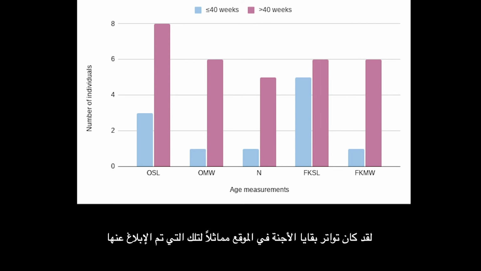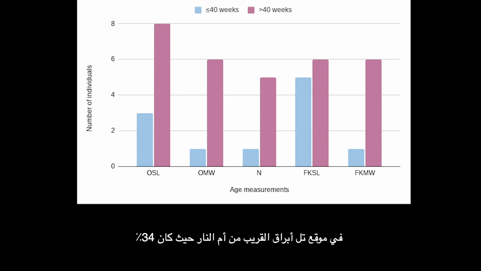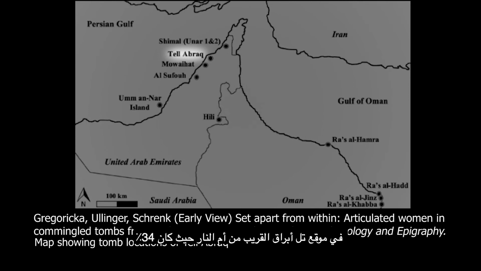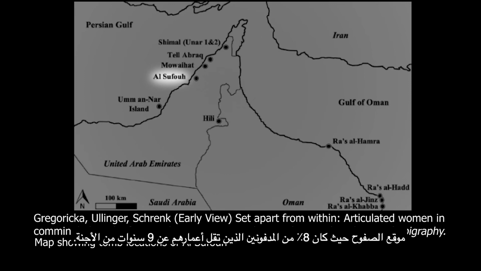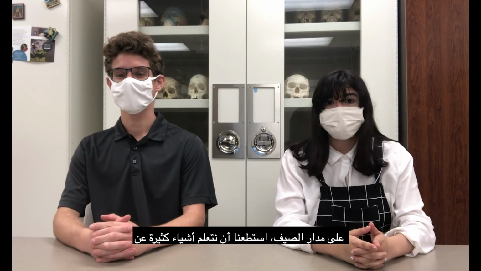The frequency of fetal remains at the site were similar to those reported at the nearby an-Nar site of Tel Brak, where 34% of non-adult remains under the age of 6 were fetal, but higher than Al-Sufa, where 8% of individuals below the age of 9 were fetal.